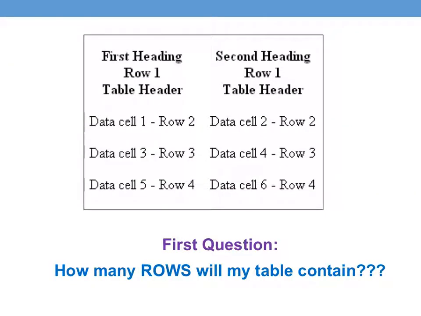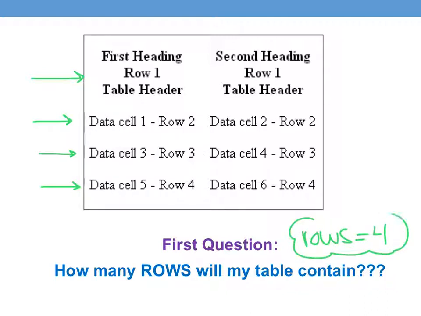So we're actually going to walk through and we're going to write the code for the table that's in front of us here. So the first thing that we need to think through, that first question we need to ask ourselves, is how many rows will be contained in my table? And if I look here, I have 1 row, 2 rows, 3 rows, 4 rows. So my first question, how many rows will I need? I will need 4 rows for my table.